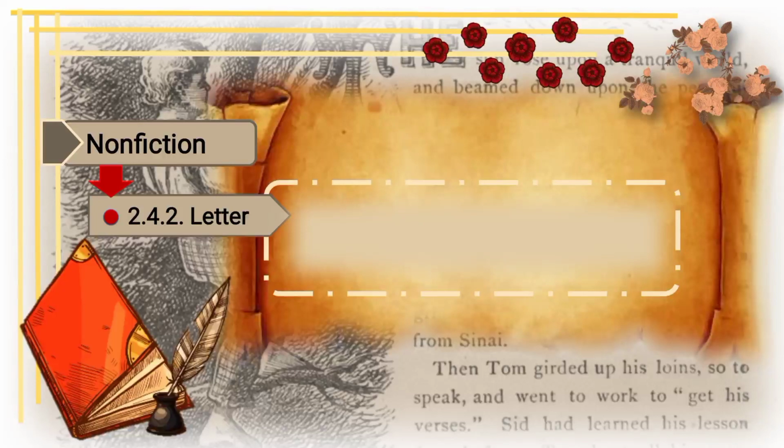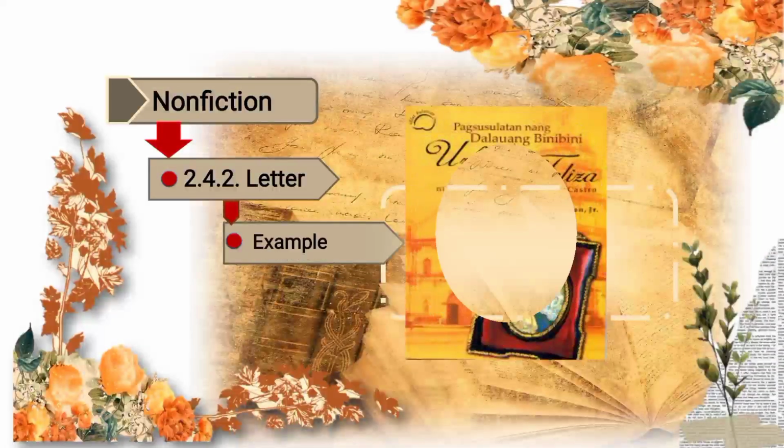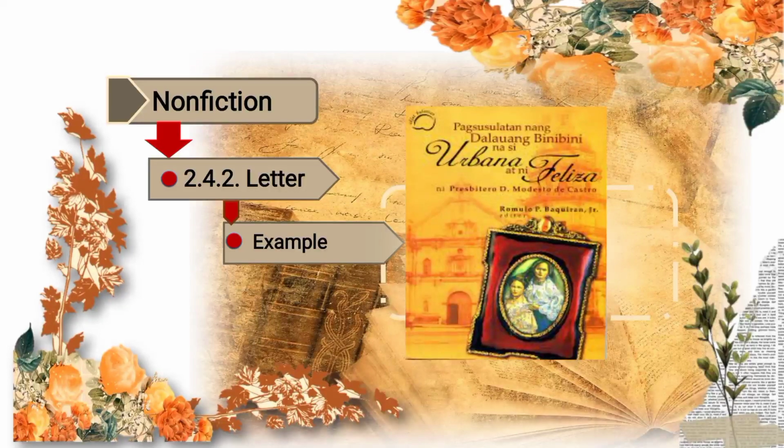Next is the letter. It is a personal written message to another person, and also called epistolary literature, whose popularity as a genre has continued to the present day. Example of this is Urbana at Feliza by Modesto de Castro.